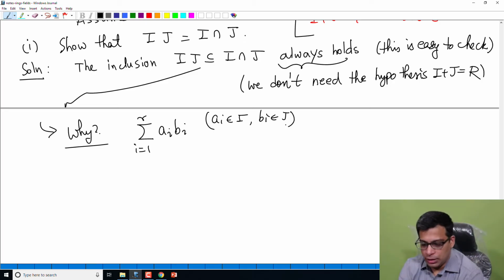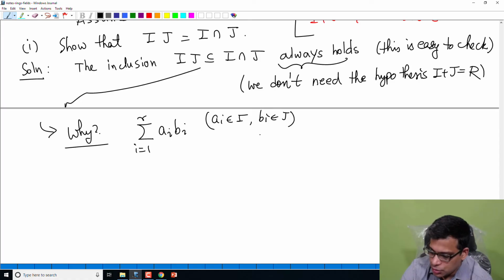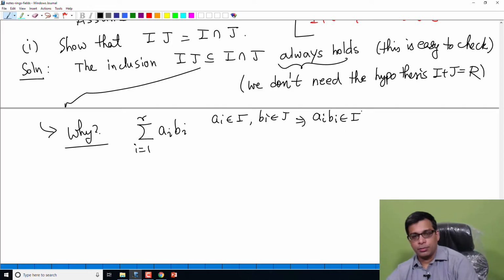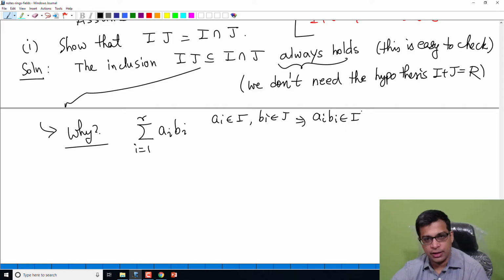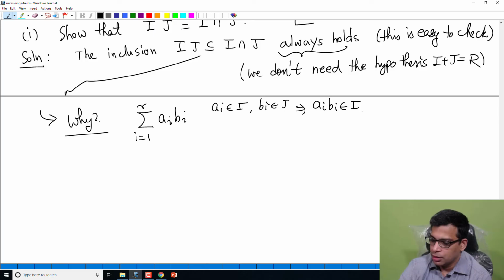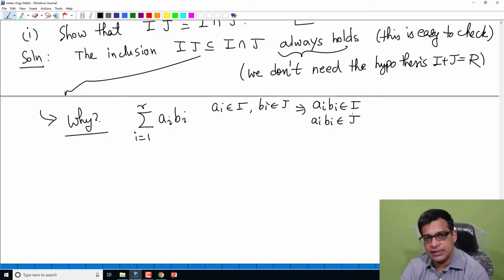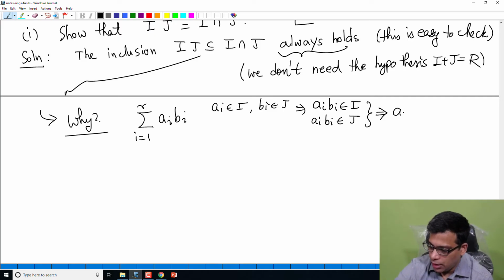Now Ai is in I and Bi is in J. That means Bi is a ring element, Ai is an ideal element. That means Ai Bi is in I. Because remember, an ideal has a property that anything in the ring times anything in the ideal is in the ideal. So Ai is in I, Bi is in the ring, that means Ai Bi is in I. But similarly, for the same reason, Bi is in J, Ai is a ring element, Bi is the ideal element, the product is in J. That means Ai Bi is in I intersection J.